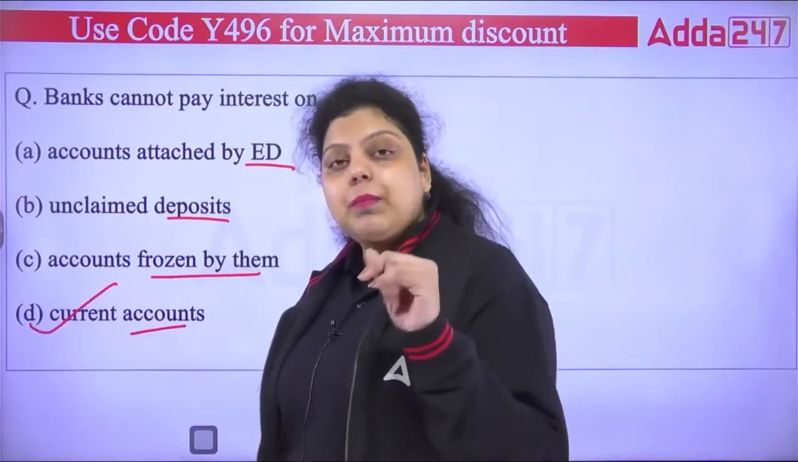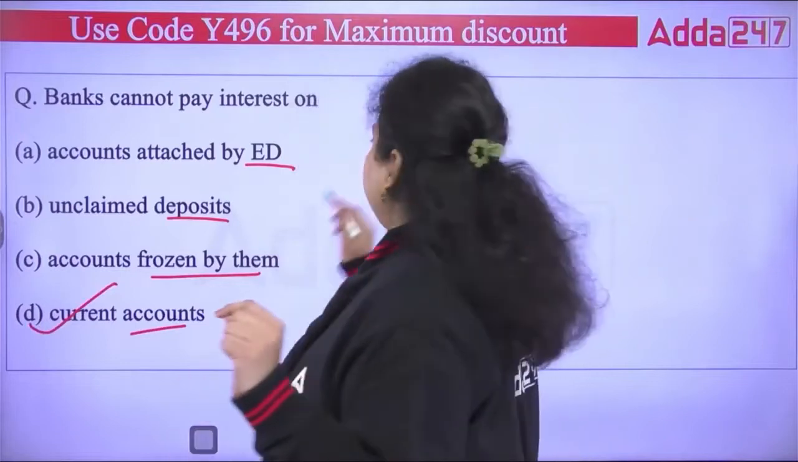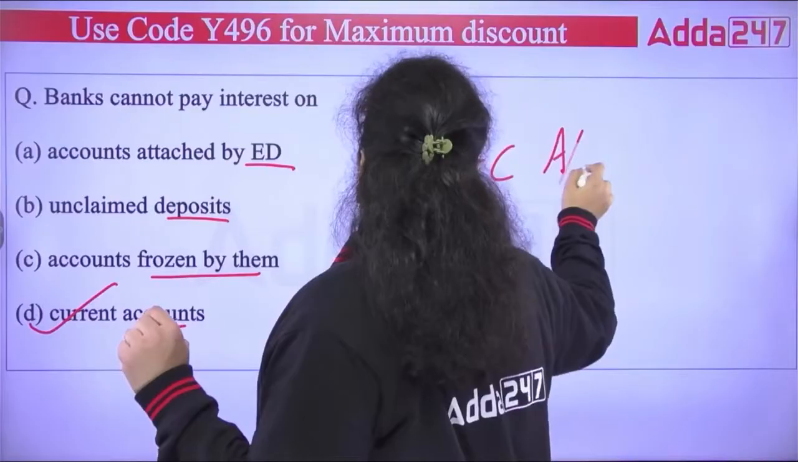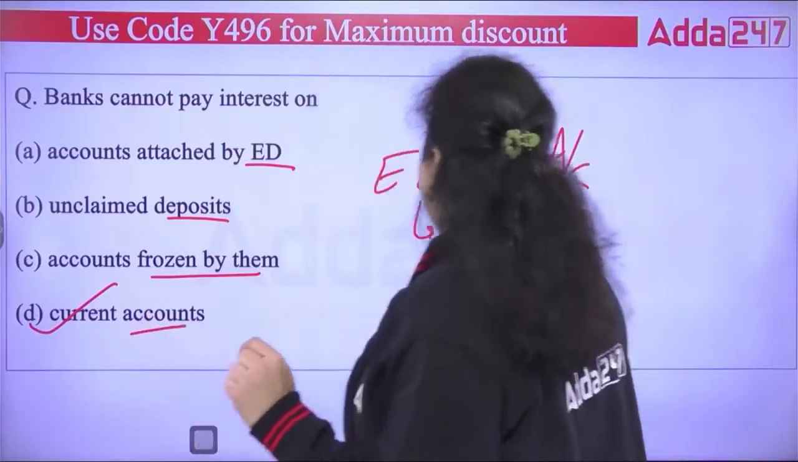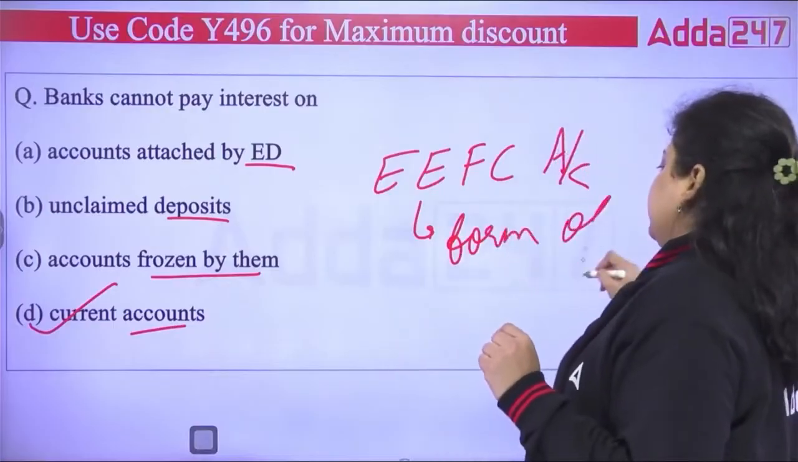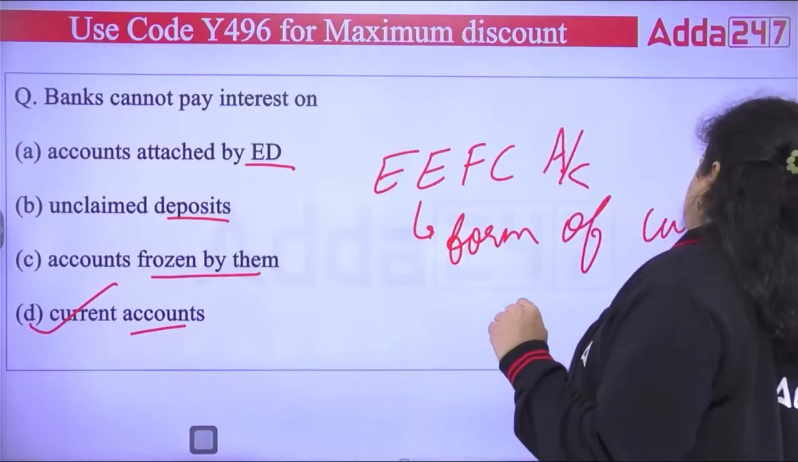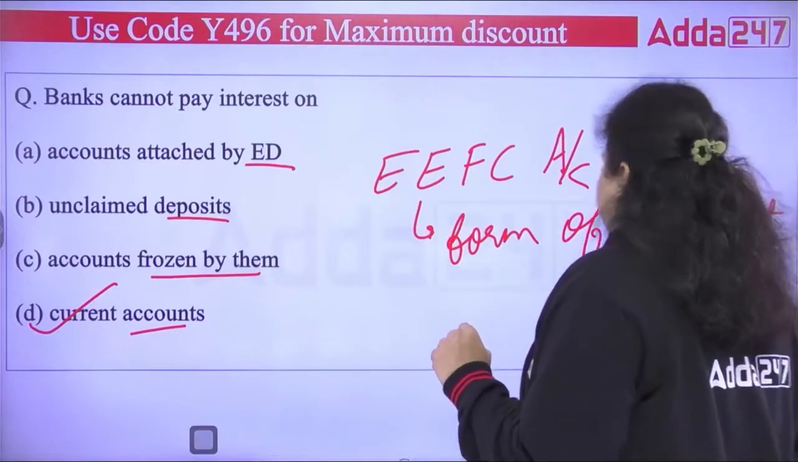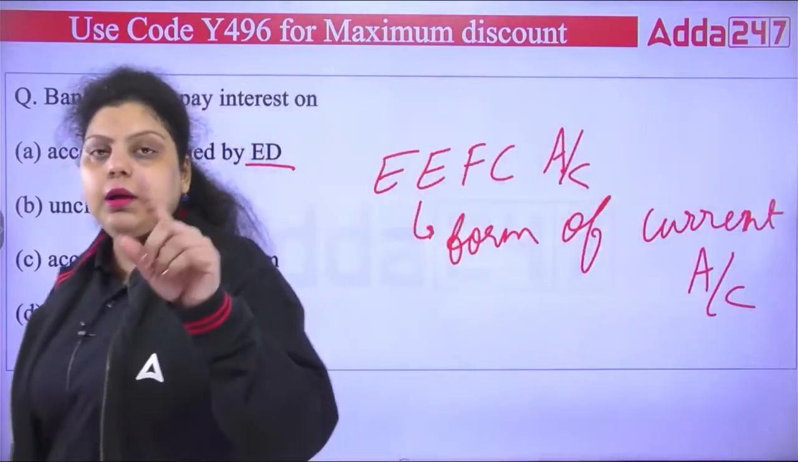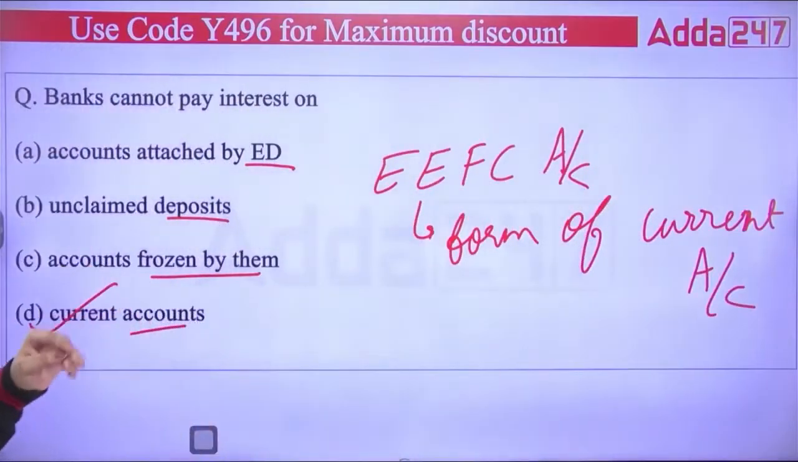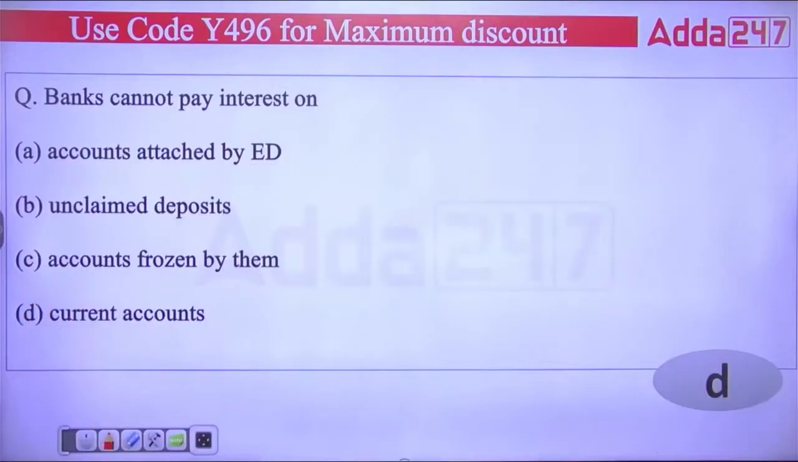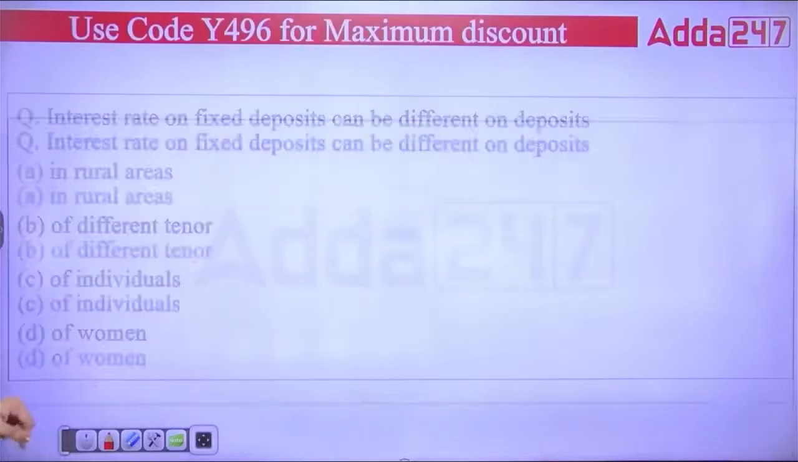Okay. Apart from that, the EEFC account, exchange earners foreign currency account, is also opened in the form of a current account. EEFC account is also opened in the form of a current account. That's why in the EEFC account also the bank will not pay interest. Okay. So here the right answer will be D option. EEFC stands for exchange earners foreign currency account. So the right answer is D.